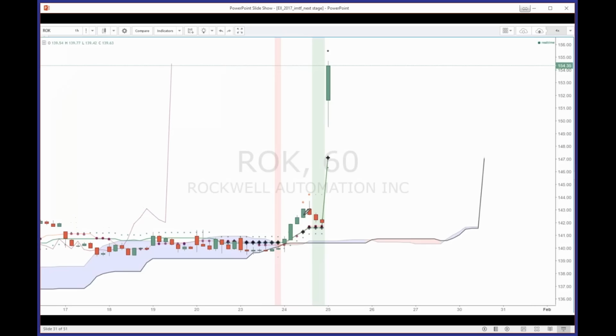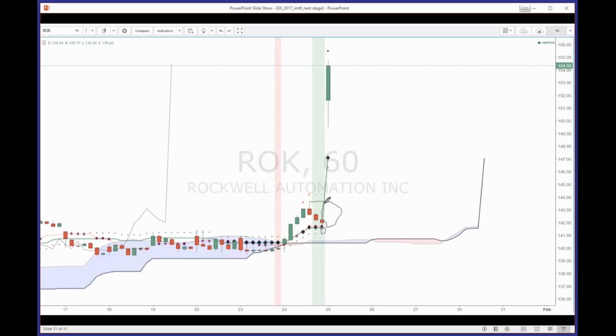If you look at it, my entry was here. My dots, the green dots are here. So my initial risk was right there, and my preserve mode was right here. So this is a 300% gain when I retest that high right here.